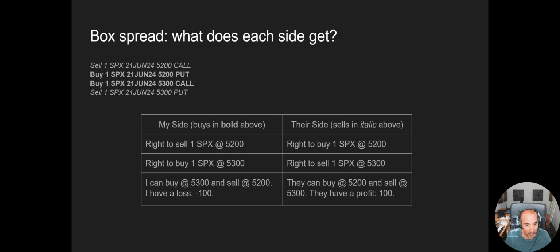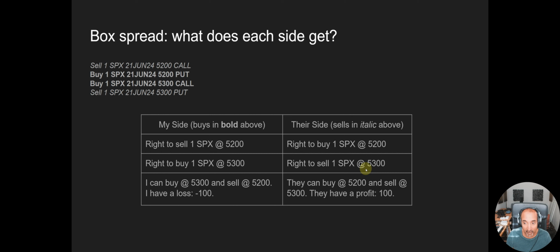So let's talk about what happens on the other side, the buyer of this contract. Those are in italics above. The first line is giving them the right to buy one SPX at 5,200. And the second italic line is giving them the right to sell one SPX at 5,300.